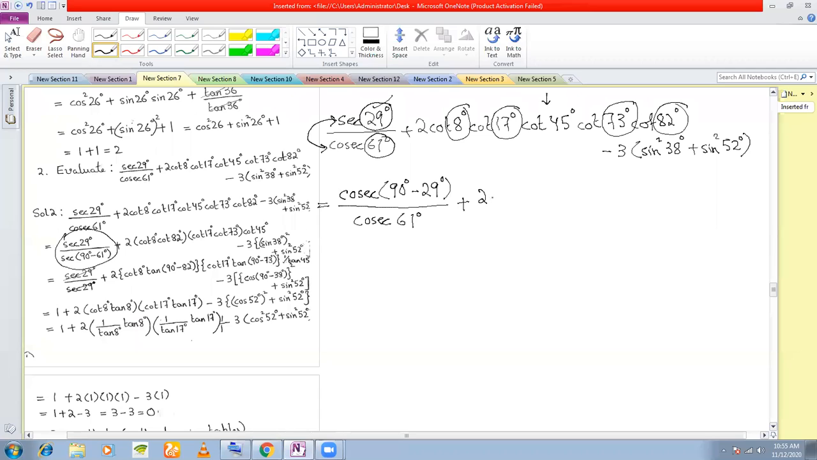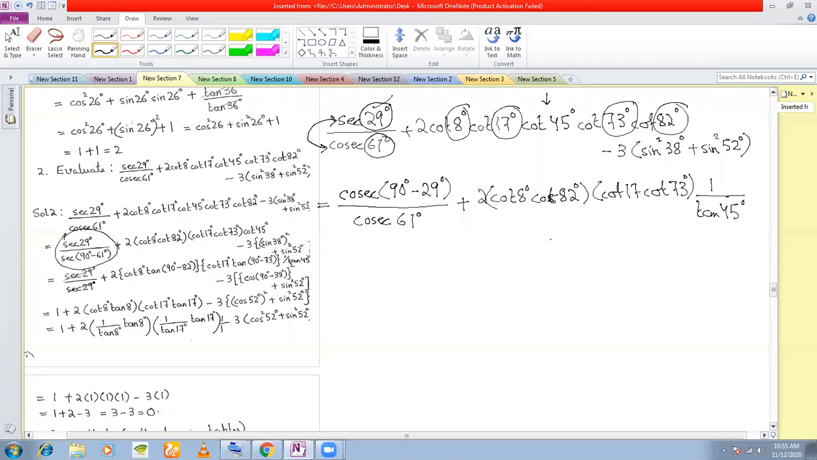So what you do is you take all the angles that add up to 90 degree together. So you take 2 cot 8 degree, you take cot 8 degree and cot 82 degree together. Next, you take cot 17 degree and cot 73 degree together. And cot 45 is the only one remaining. So what you write here is cot 45, you write it as tan 45.